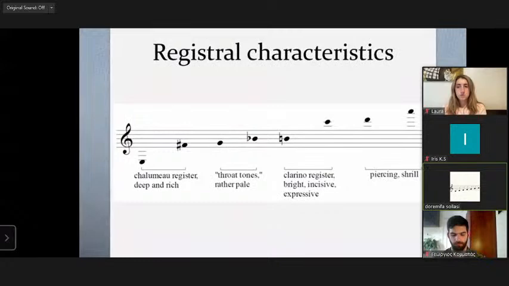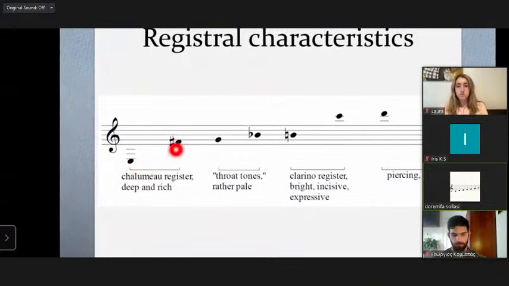Okay, now let's see the registral characteristics. In the clarinet, each register of the instrument has a particular name. The lower register is called the chalumeau register. Well, it is deep and rich, and it sounds really good. There are a lot of orchestral passages using this register. You can use it, and it sounds perfectly good. It is called the chalumeau register because the chalumeau was an instrument that was a predecessor of the clarinet. So that's why we call this register the chalumeau register, because it was the name of the predecessor of the clarinet.